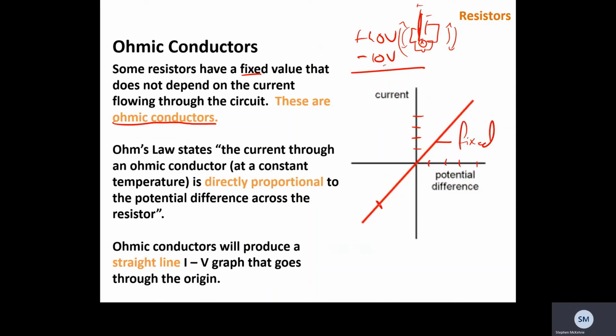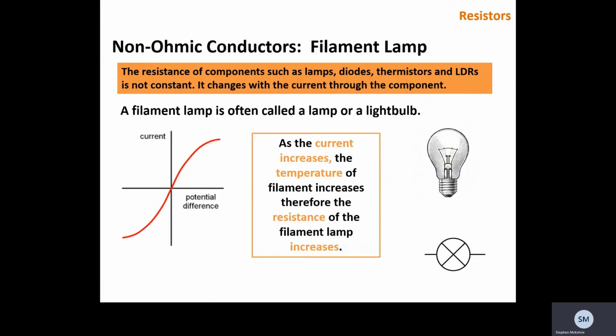So down here, I've got minus 6 volts, minus 3 amps. It's the same thing as plus 6 volts, plus 3 amps, just in a different direction. They will make a straight line IV graph, I standing for current, V standing for voltage, that goes through the origin. Non-ohmic conductors like filament lamps, the resistance changes.